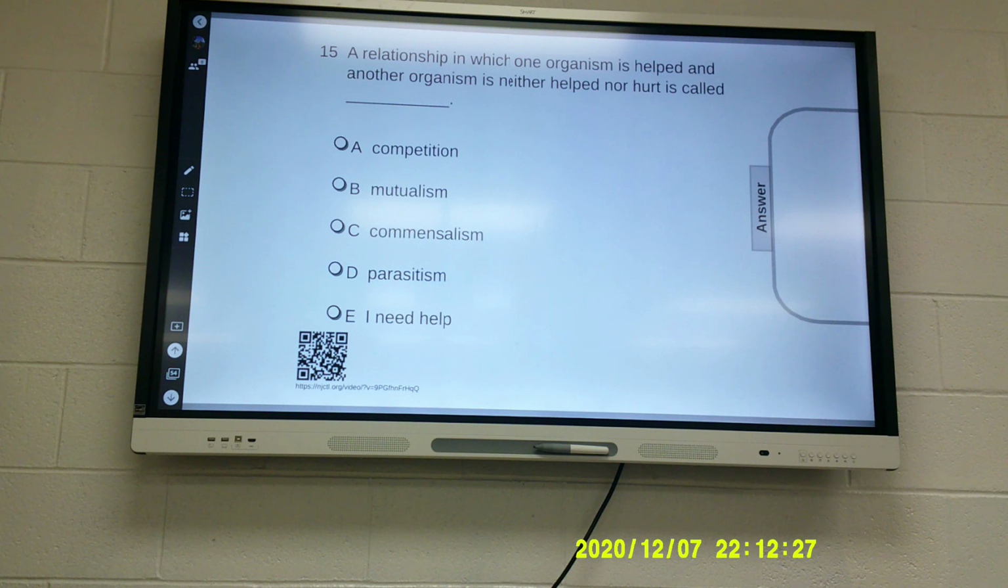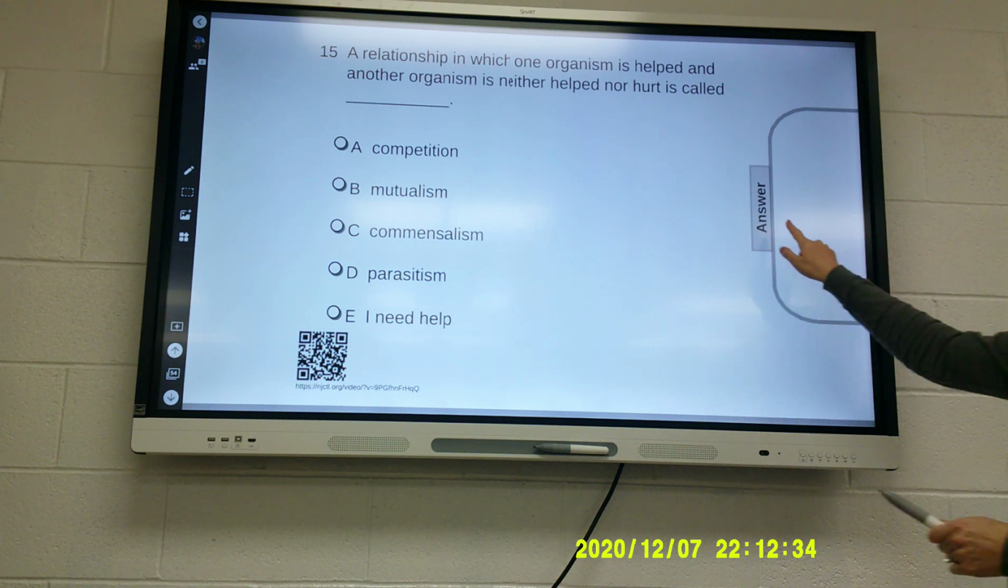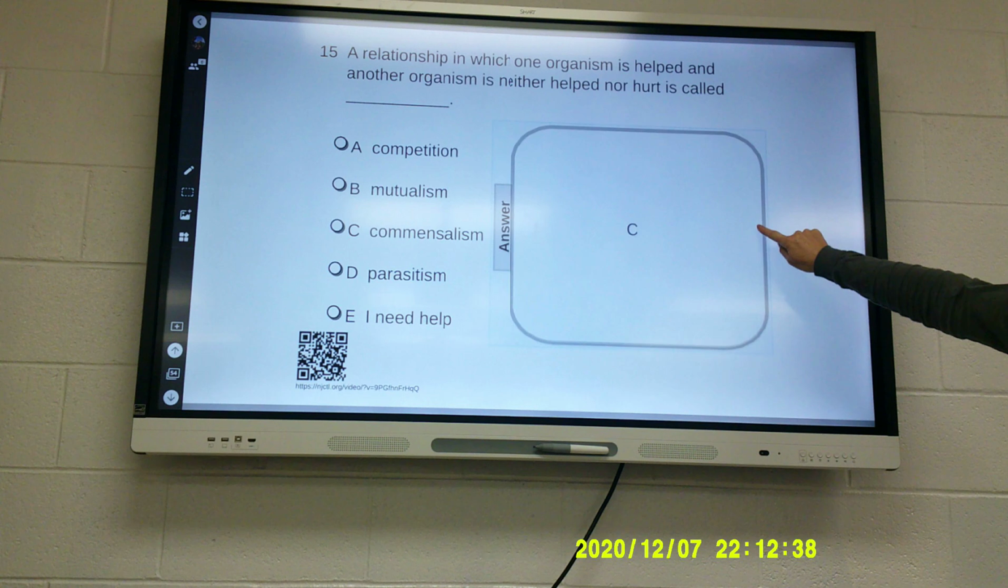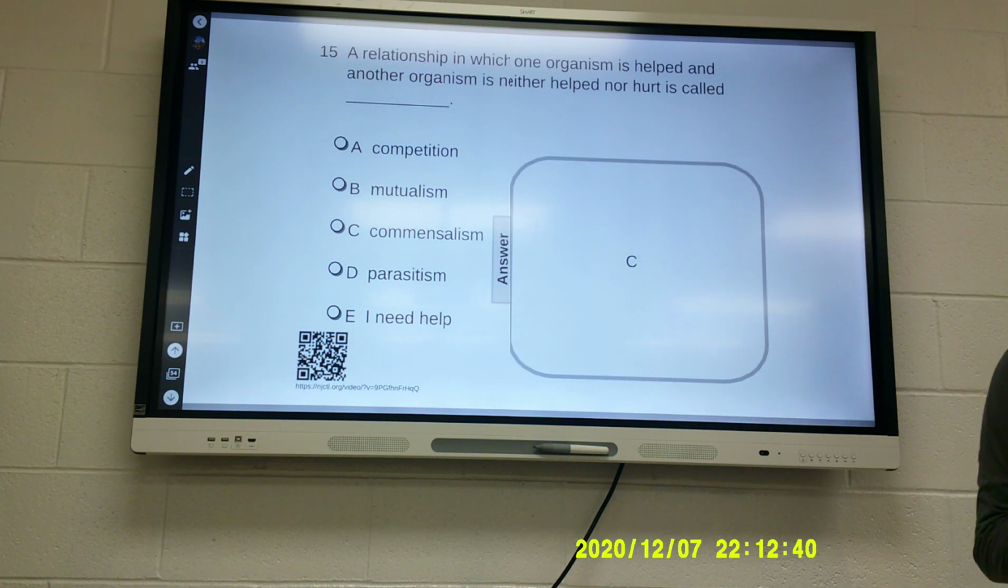A relationship in which one organism is helped and the other is neither helped nor hurt. What's that one? Competition, mutualism, commensalism, parasitism. Anybody? Say again. Mutualism? Nope. Commensalism is where one is helped and the other, nothing happens. Mutualism, did you say that? Maybe I just misheard you. It is commensalism. Mutualism would be both would benefit.